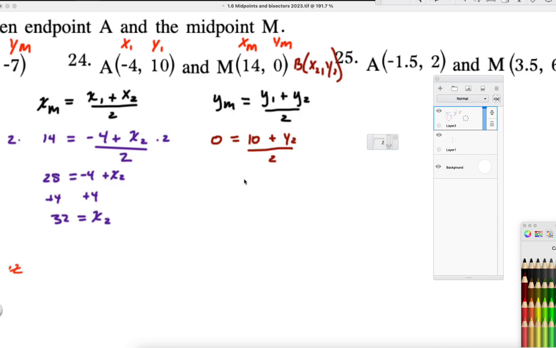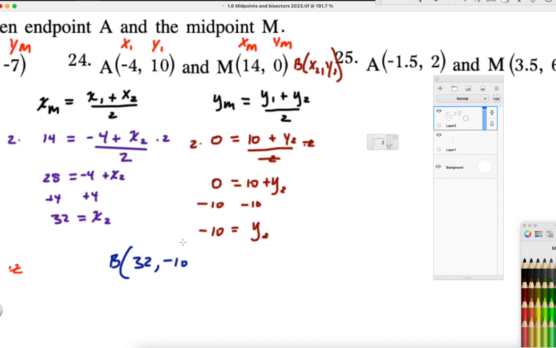And then I'm going to multiply both sides by 2 here. 2 times 0 is still 0. Subtract 10. My y sub 2 is negative 10. Put it all together. My B point is 32, comma, negative 10.